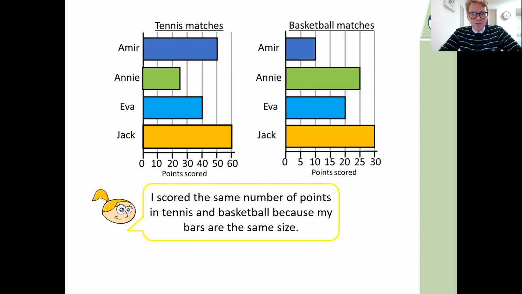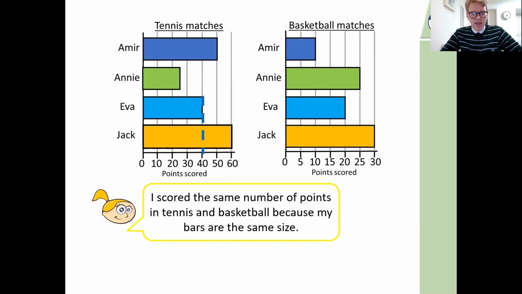Now, this lady, Annie, I think. I scored the same number of points in tennis and basketball because my bars are the same size. Oh no, sorry, this must be Eva. Okay, so do we agree with Eva then? Have a look. Eva's saying, I scored the same number of points in tennis and in basketball because my bars are the same size. Do you agree with Eva? Pause the video here, have a chat, have a think. What do you reckon? Is she right or is she wrong?